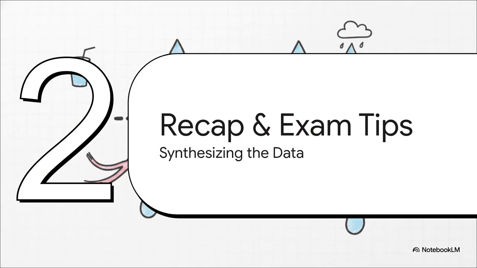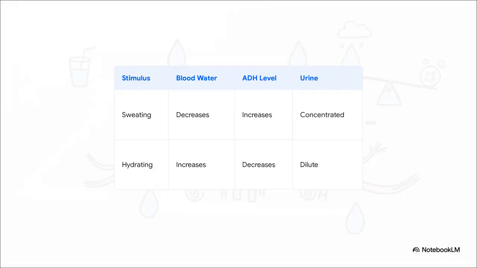Section 6. Final recap and exam tips. Synthesizing the data. We've covered the mechanics, the pathways, and the common pitfalls. Now let's synthesize all this data into a master matrix for your final review. I want you to take a mental snapshot of this table right here. The absolutely crucial point is understanding the inverse relationship highlighted in these columns.